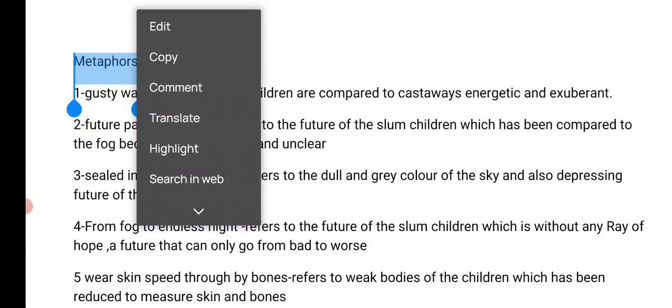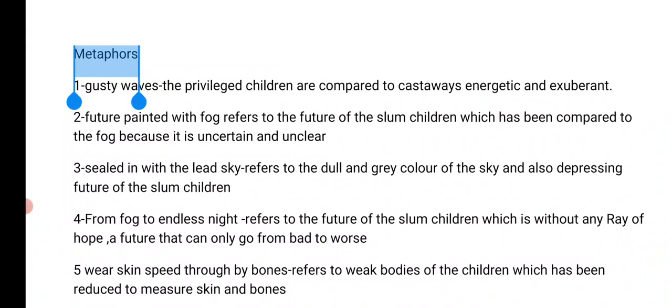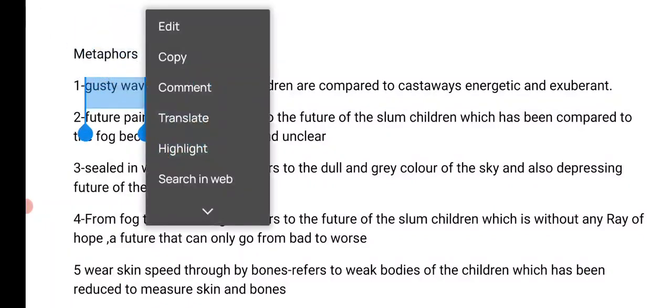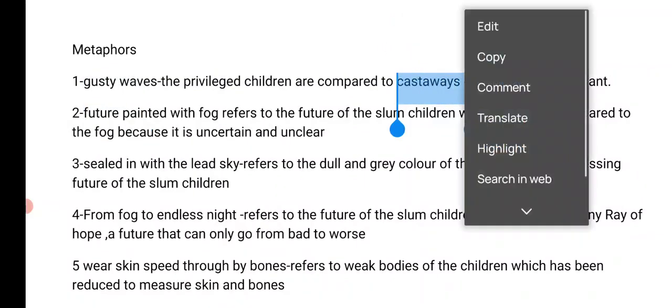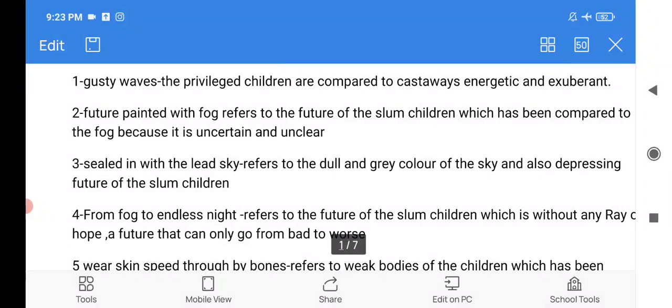any 'as' or 'like'. Understand? So when he compares one thing to another and when there is an underlying meaning, for example, gusty waves, right? In this you will find in the first stanza. So gusty waves is not just powerful wind. It doesn't just mean powerful wind. It also means there's a comparison: the privileged children are compared to castaways. Castaways here are the slum children.